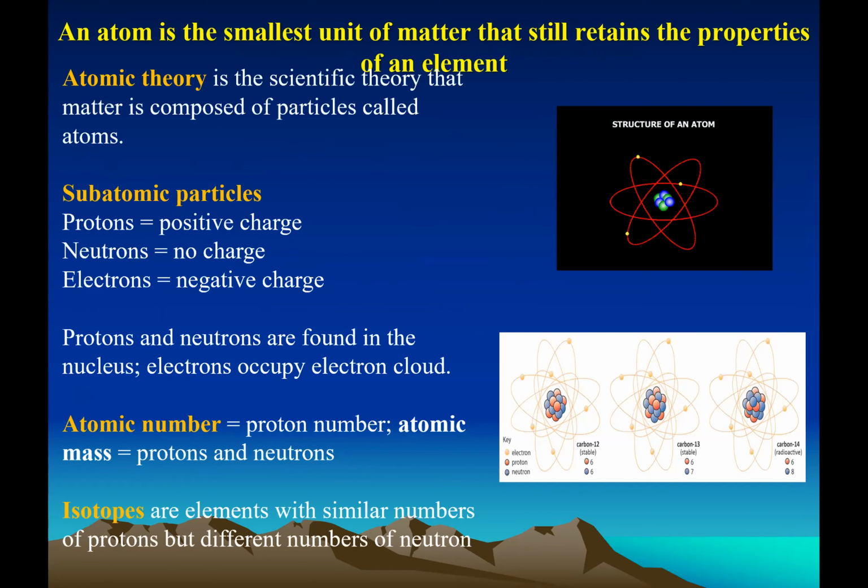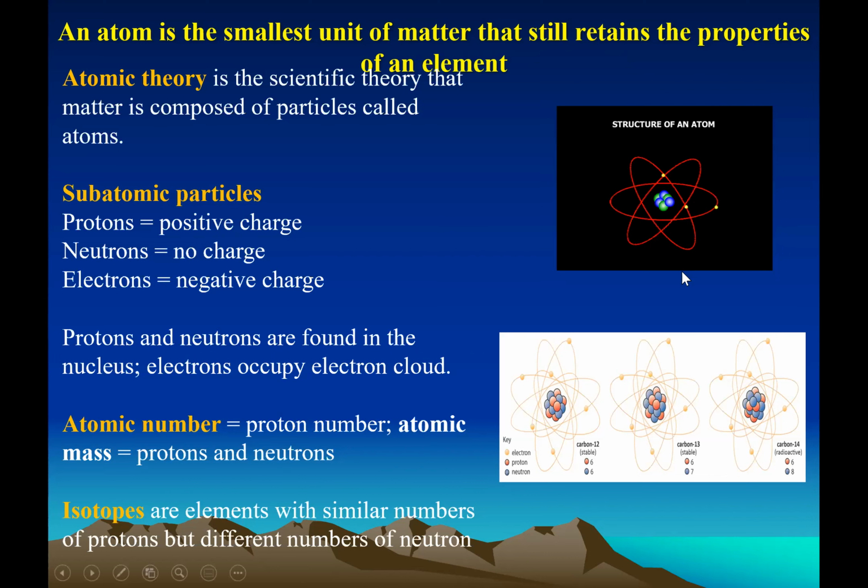If you remember the hierarchy of life, it starts with the atom in the bottommost layer. The atom is the smallest unit of matter that has the properties of that element. And atomic theory is a scientific theory that tells us that all matter is made up of atoms.